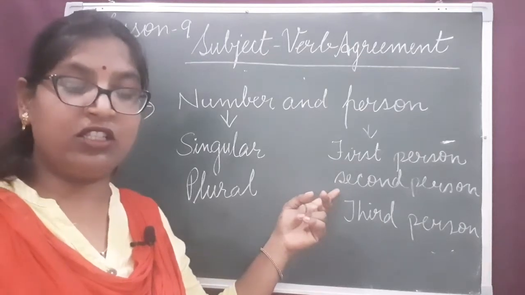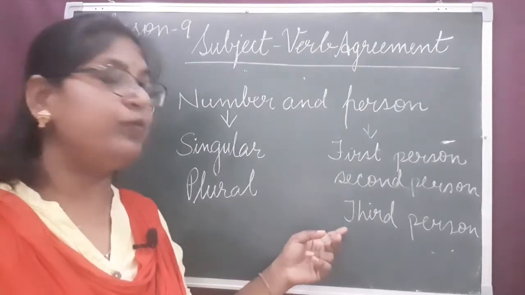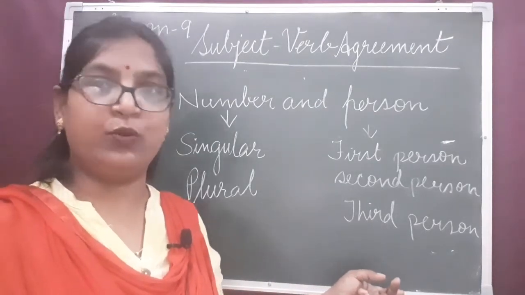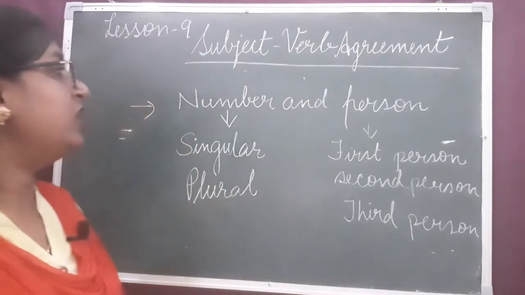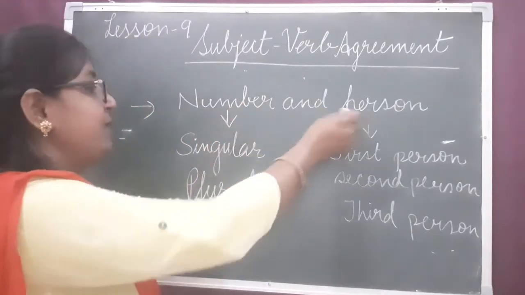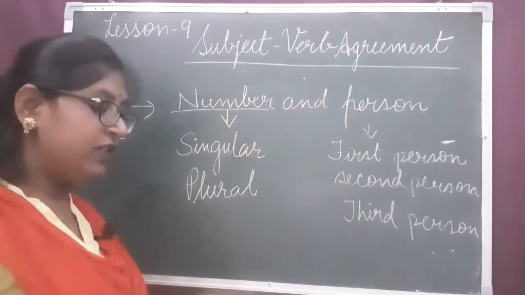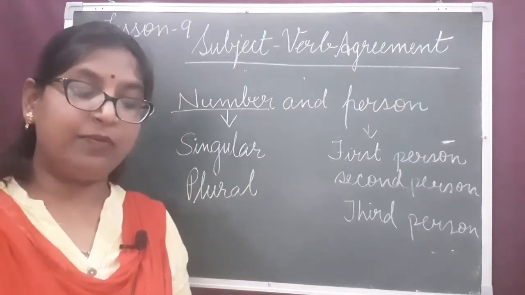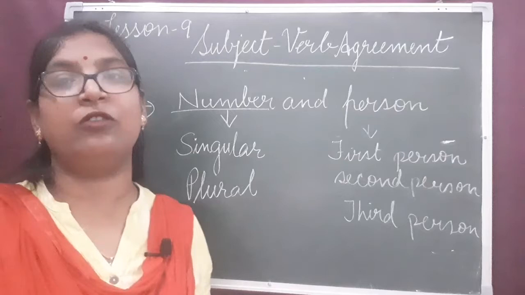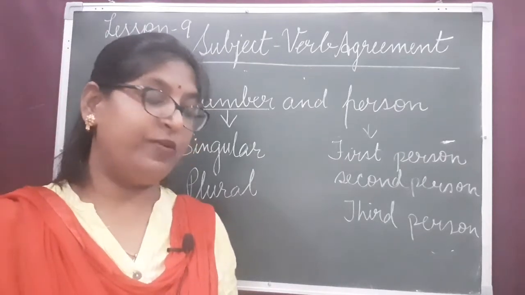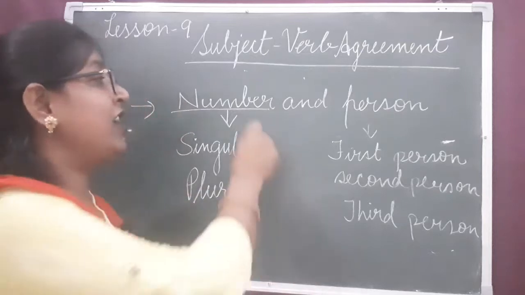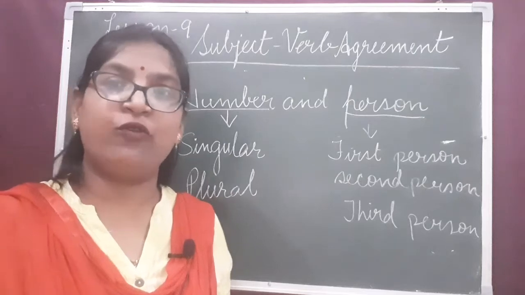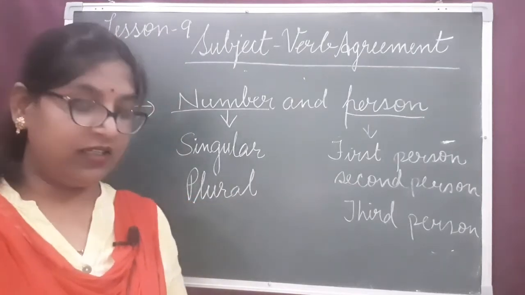Second person denotes the person spoken to, and third person denotes the person or thing spoken of or spoken about. So this is the number and person, and the sentence we studied the first point. The number and person of the subject determine the form of the verb to be used in a sentence. According to the number and person of the subject, we use the correct form of the verb in a sentence.